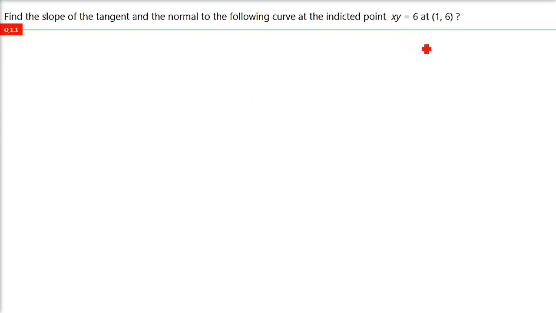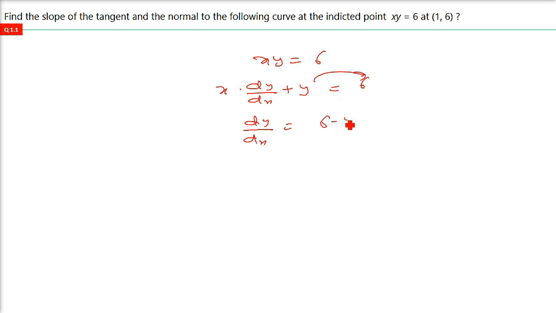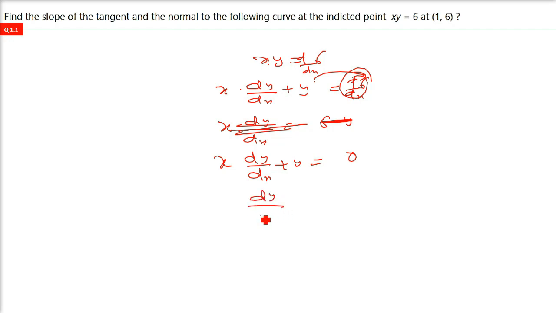Now this is xy equals 6 at (1, 6). The previous question was harder than this one. xy equals 6, so just differentiate it. x dy by dx plus y equals 0. The differentiation of 6 will be 0, it's not 6. So let me write it again: x dy by dx plus y equals 0. So dy by dx is going to be equal to negative y by x.